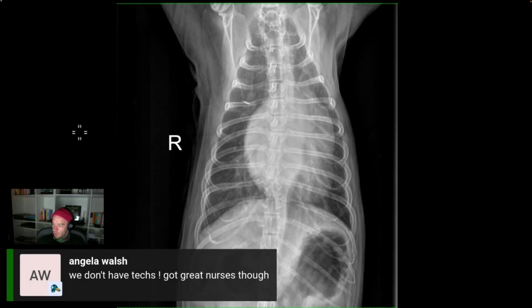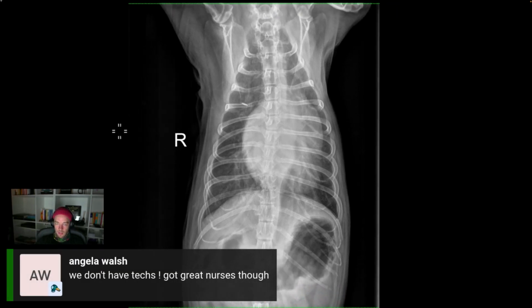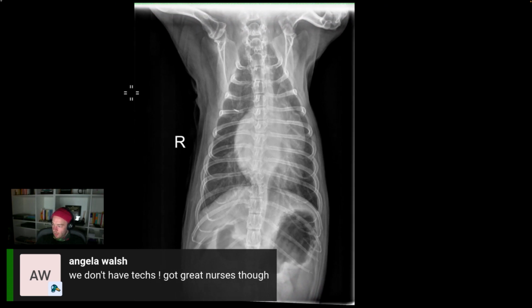We don't have techs, but nurses. Good. Well, don't torture the nurses, but you could try to get the nurses to maybe hold the dog's nose and make the dog kind of upset. Hold the dog's nose when you try to take the radiographs. That could allow them, when you remove your hands, to try to draw a breath in, because I feel like it's harder to get an inspiratory breath.